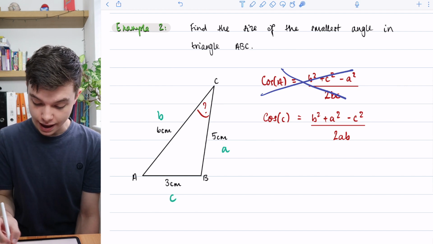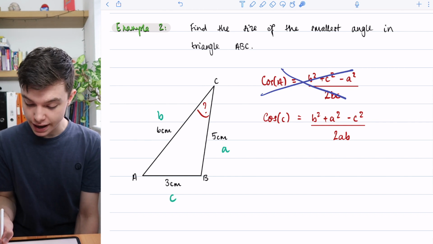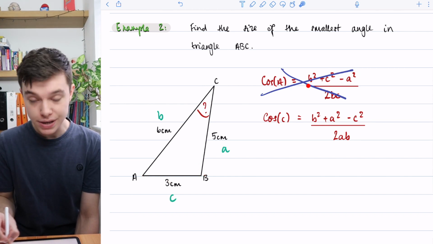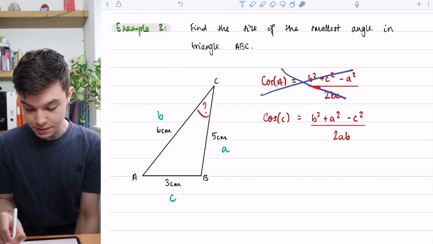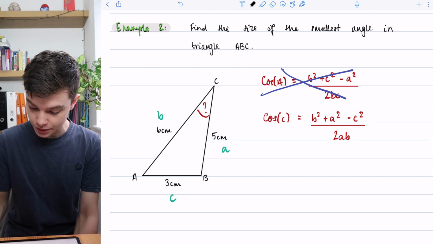So if you wanted to, you could basically substitute like that. Or you could just think, these are the other two sides that are not opposite the angle I'm trying to find. Then we take away the side that is opposite the angle and we divide it by 2 times BC. We've already worked out what BC is. But let's follow it like this, okay?